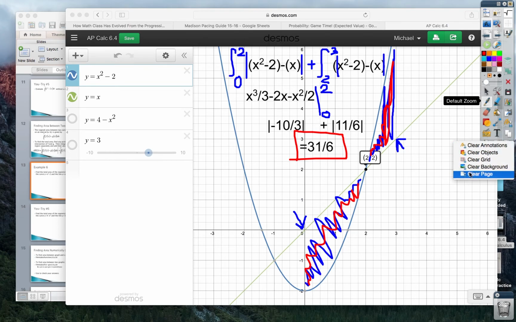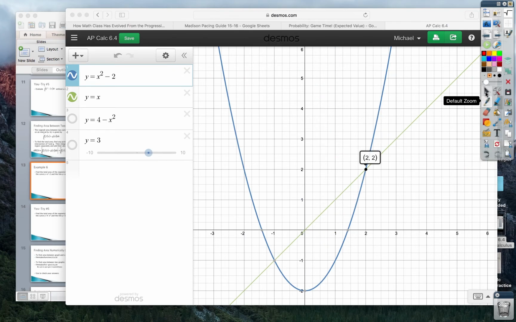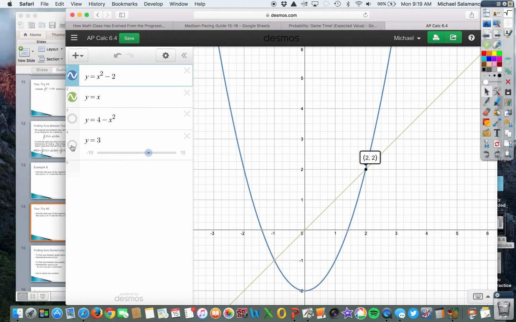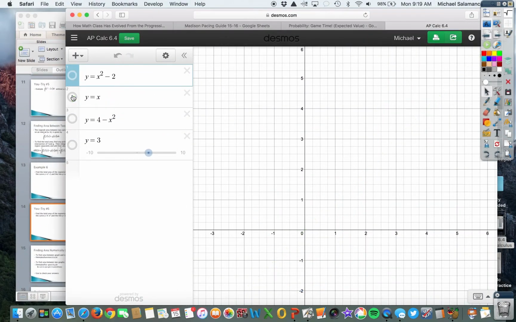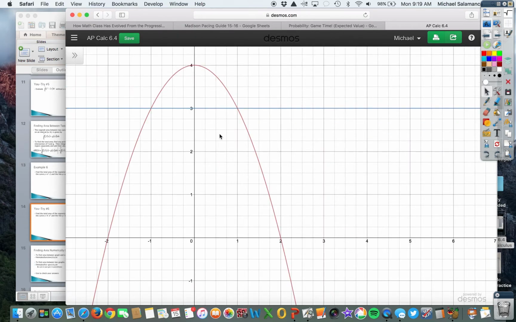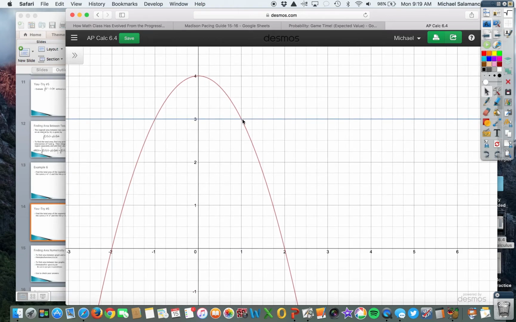So let's try another problem. Now we want to do one from 4 minus x squared and the line y equals 3 from 0 to 3. So I'm going to get rid of these graphs and put up the two new ones. Notice here, we're still going from 0 to 3. And notice there's an intersection point right here at 1, 3.